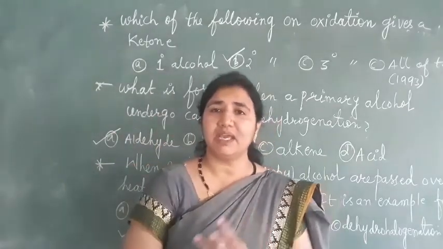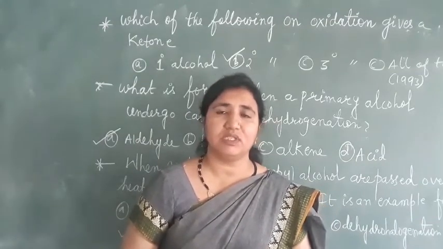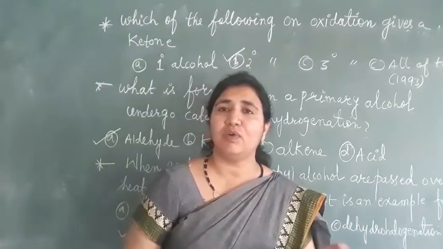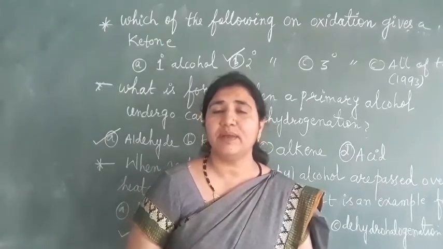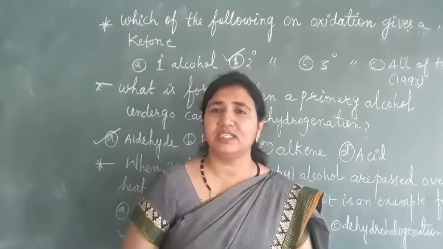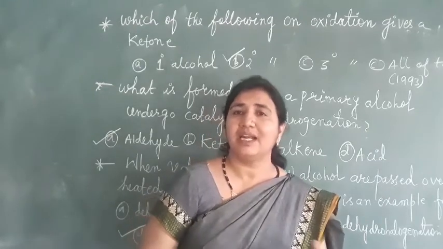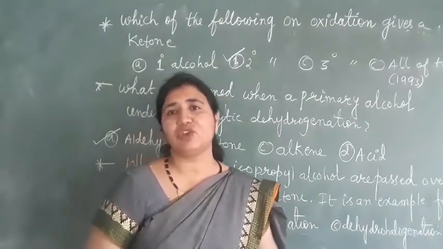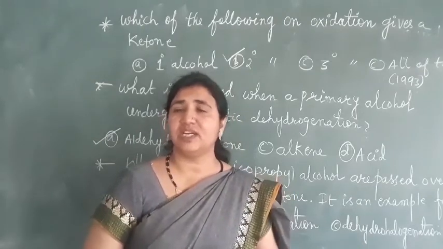Only the three main points you have to remember. Strong oxidizing agents KMnO4, K2Cr2O7, or Jones reagent will convert a primary alcohol into aldehyde and carboxylic acid, and a secondary alcohol into ketone. Mild oxidizing agents like PCC and Collins reagent will convert primary alcohol into aldehyde. That is called limited oxidation. It stops only at aldehyde. Further oxidation does not take place with a mild oxidizing agent like PCC.